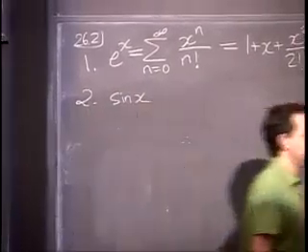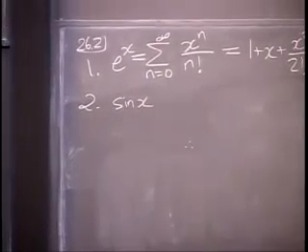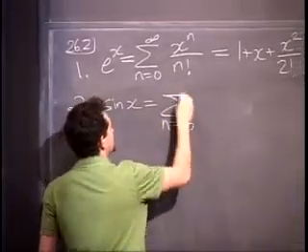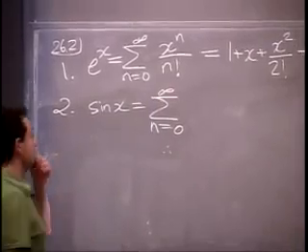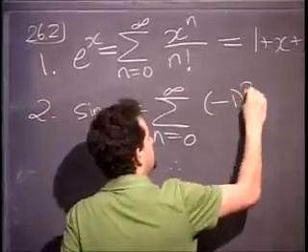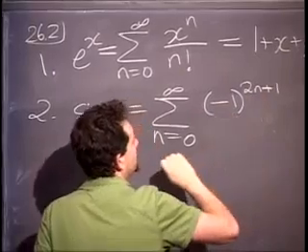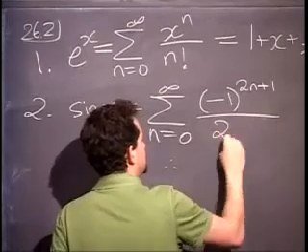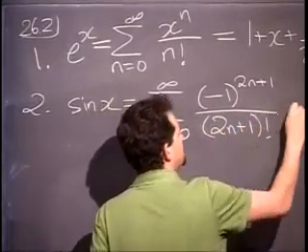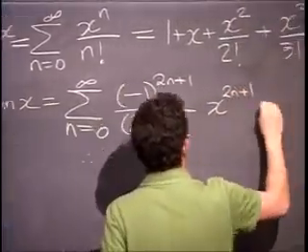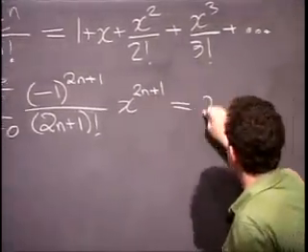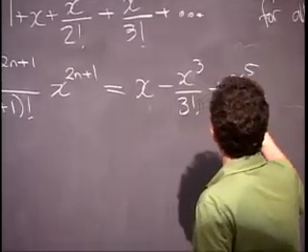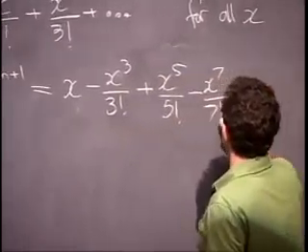Or do I prefer to do cosine x first? I prefer to do sine x. Very good. I might as well be consistent with my book, although there's no reason to learn these in an order. In sigma notation, it looks like minus 1 to the n over 2n plus 1 factorial x to the 2n plus 1. So it's just the odd powers starting with x minus x cubed over 3 factorial plus x to the 5 over 5 factorial minus x to the 7 over 7 factorial and so on.